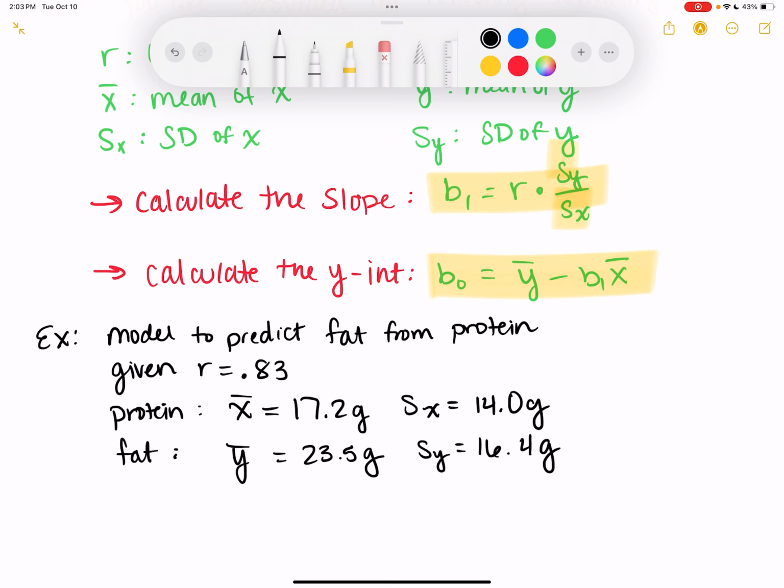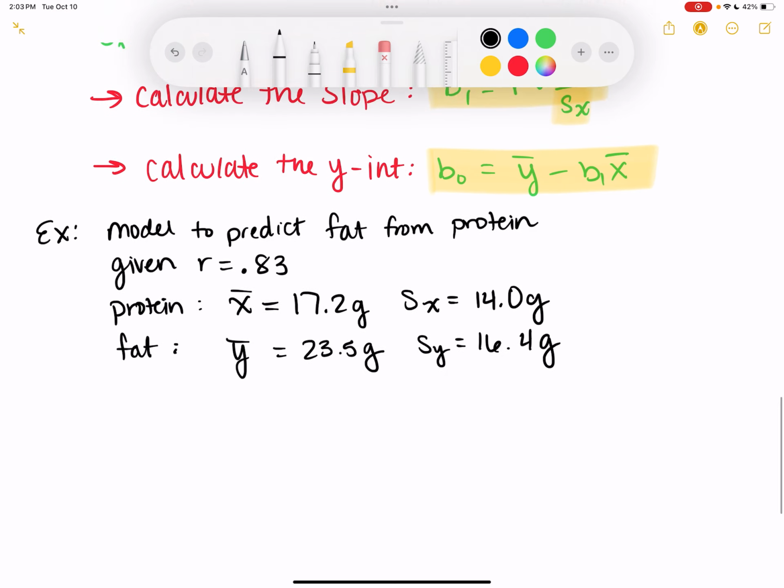Any guesses about what we're going to do first? We have to calculate the slope. We're going to calculate the slope first. We are not drawing anything. I'm not going to attempt to draw protein and fat. Not even sure what that looks like, if I'm being honest.